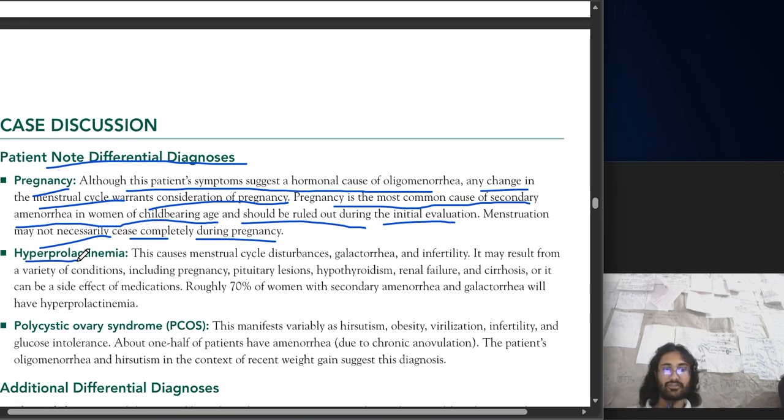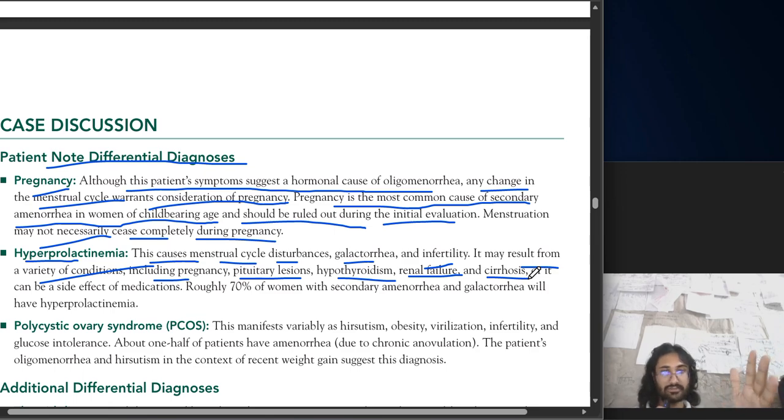Coming on to the next differential diagnosis, which is hyperprolactinemia. This causes menstrual cycle disturbances, galactorrhea, infertility. It may result from a variety of conditions including pregnancy, pituitary lesions, hypothyroidism, renal failure, and cirrhosis. Should I explain? You all know, right? What is cirrhosis? What is renal failure? What is hypothyroidism? Or it can be the side effects of medication. But she told us that she is not on any kind of medications. We are just ruling all those out. Roughly 70% of women with secondary amenorrhea and galactorrhea will have hyperprolactinemia.